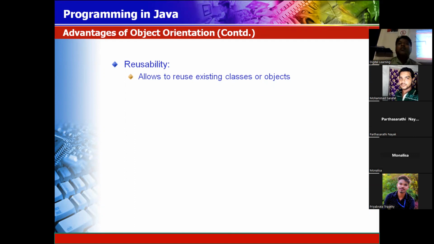Okay, it means we have one piece of software, and we represent that software in a different way. So like this, reusability allows us to reuse the existing class or object.